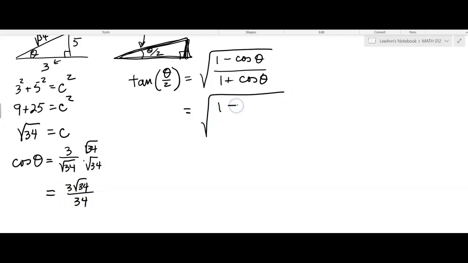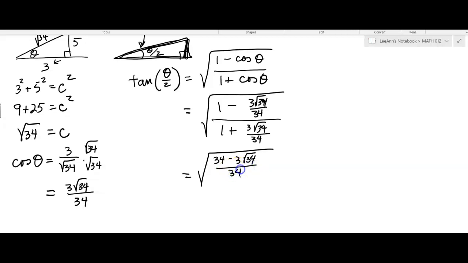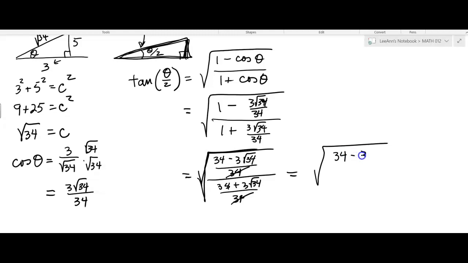So I get 1 minus 3 times the square root of 34 over 34, that's a 34, over 1 plus 3 times the square root of 34 over 34. And then I'm going to do some algebra in here. I'm going to get 34 minus 3 times the square root of 34 over 34. A lot of 34s. Over 34 plus 3 times the square root of 34 over 34. So think about your common denominators and all that fraction work. The 34s are going to cancel. And so now I'm going to have this. The square root of 34 minus 3 times the square root of 34 all over 34 plus 3 times the square root of 34. Okay, I am going to put this in a calculator.